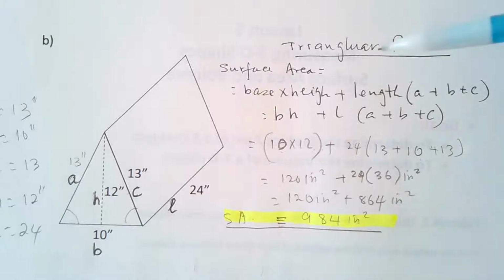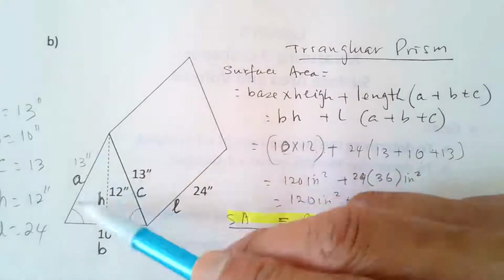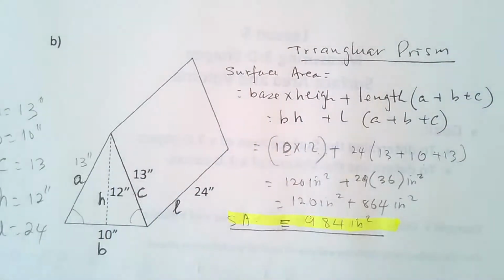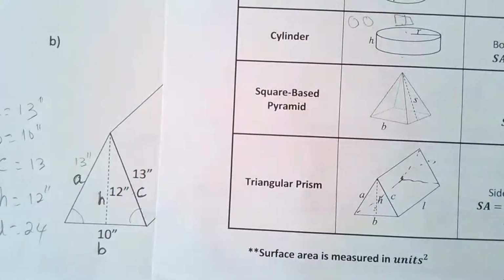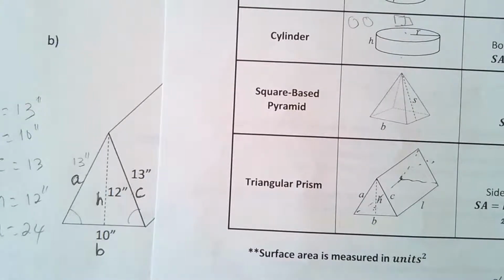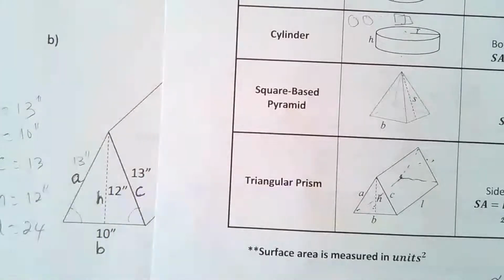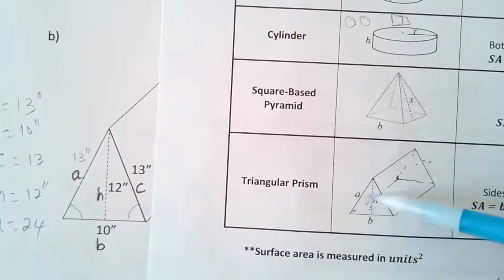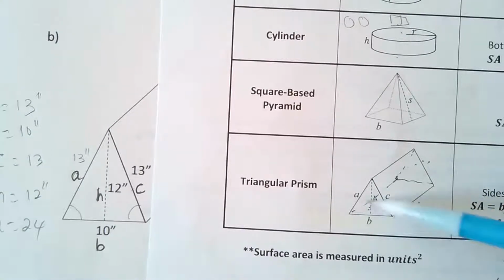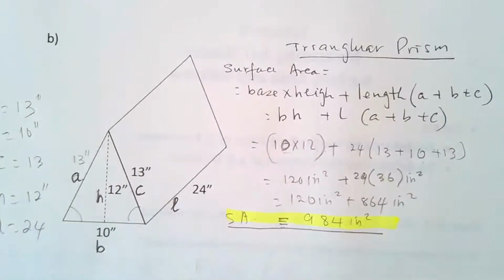So be careful, use your formula sheet and make sure you label your diagram carefully. Refer to this formula sheet here. You'll be given similar diagrams, but sometimes it's slanted differently, so you have to make sure that your triangles are labeled properly at the front and the side is labeled as a length.